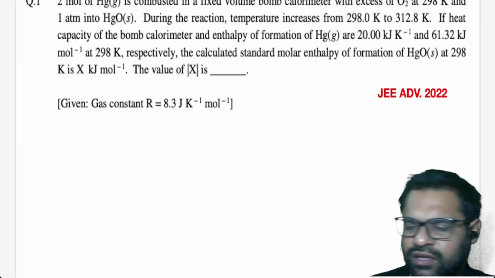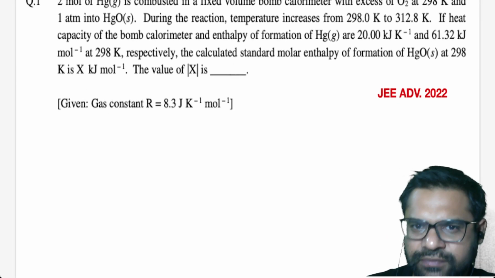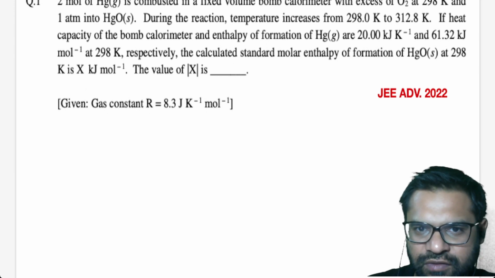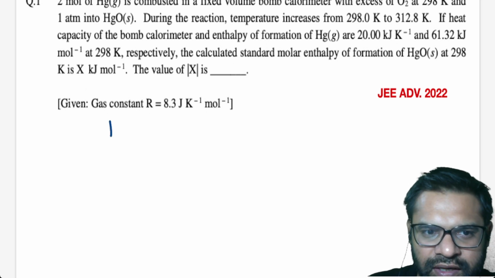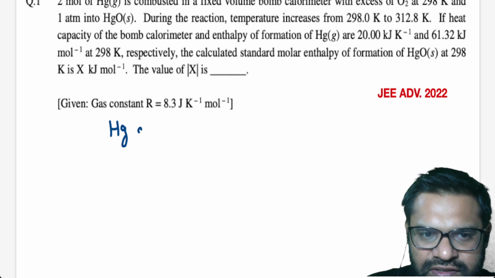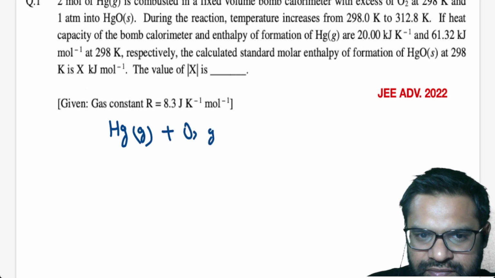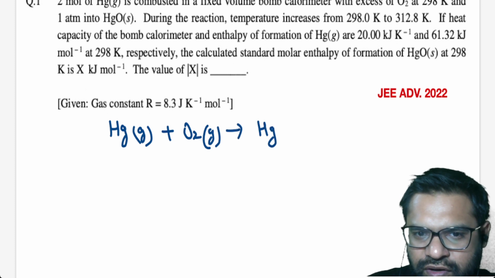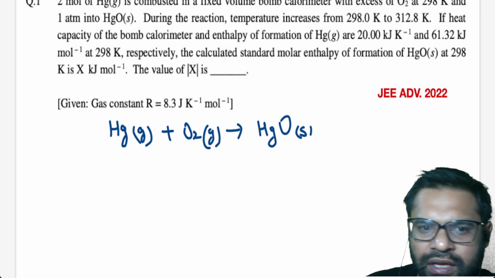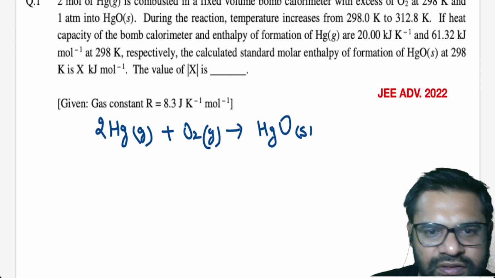So now, in words, we are given the reaction. The reaction that is given to us is that gaseous mercury reacts with gaseous oxygen and forms HgO solid. This is the reaction. Let me balance it first. So this is the balanced reaction.